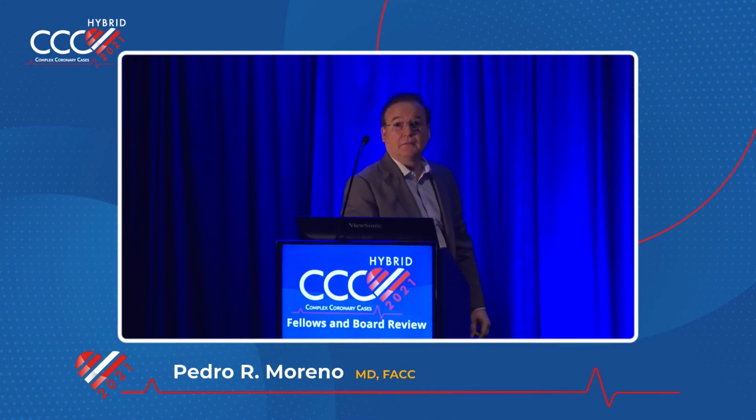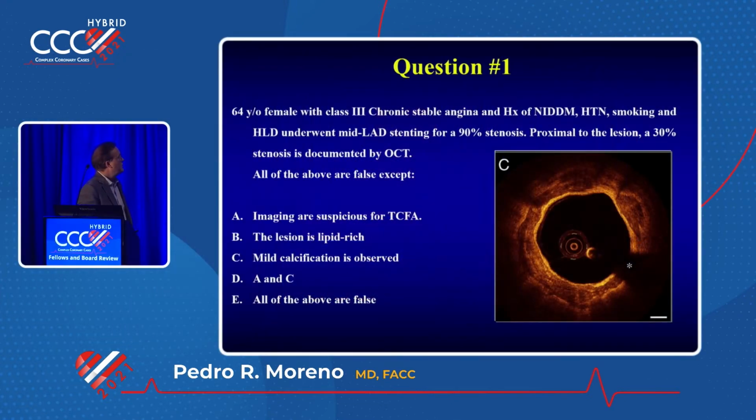64-year-old female, class 3, chronic stable angina, risk factors, and she went for an LAD PCI. Now, you did the OCT, you find this proximal to the non-obstructive, big lumen, but something weird here. Which is the correct statement, because all of the above are false except one?